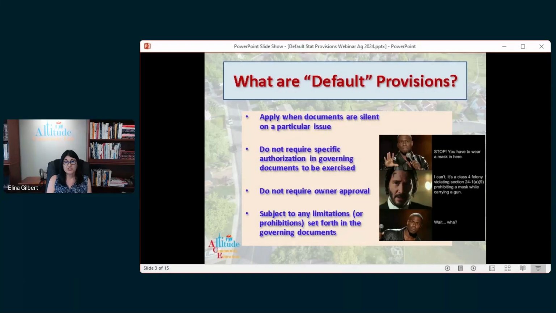These default provisions don't require specific authorization. They basically say, hey, unless your documents prohibit it or provide something different, this is what it is. So it doesn't require homeowner approval, and it is subject to whatever limitations may be set forth in our governing documents. If there is a conflict, because this question always comes up, well, what if our documents say something different? Then you have to follow your documents. These default provisions only apply when your documents don't have anything to the contrary or are completely silent.